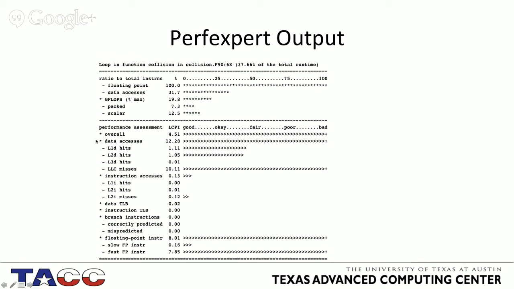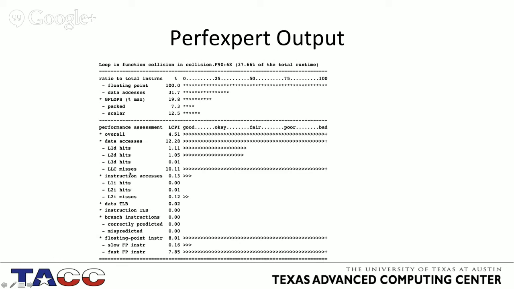For example, it's telling you that you're spending most of your time in data accesses, which for this code is absolutely true. It's telling you that you have a fair number of L1 data hits, which is good because that means you're reusing some of the data in L1. You're not just throwing it away all the time. You're reusing some of the data in L2, but not a lot. But you're never reusing anything in L3. So essentially, you have a lot of last level cache, which in this case is L3 misses.